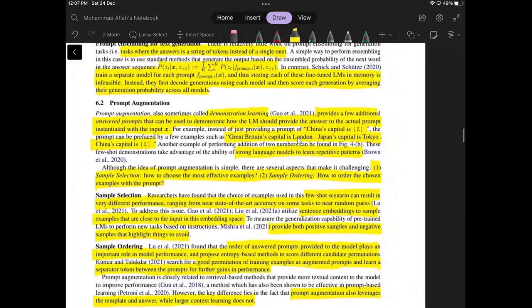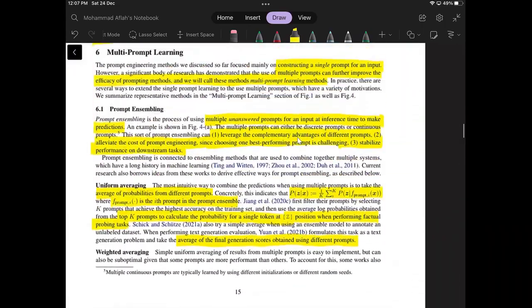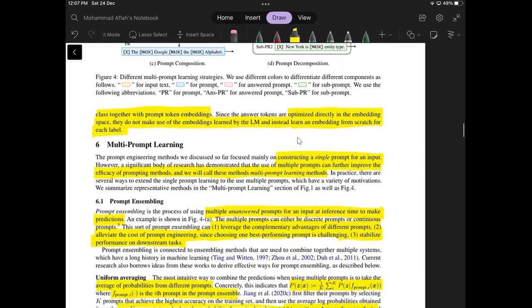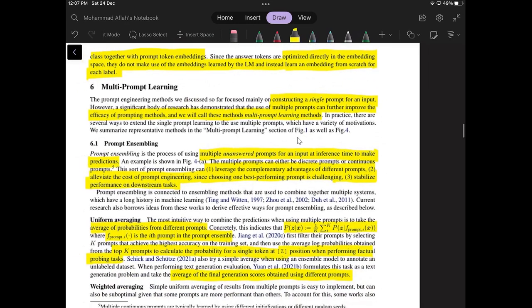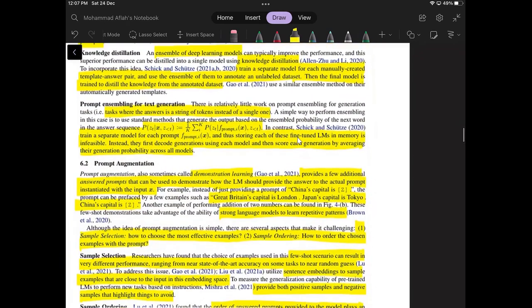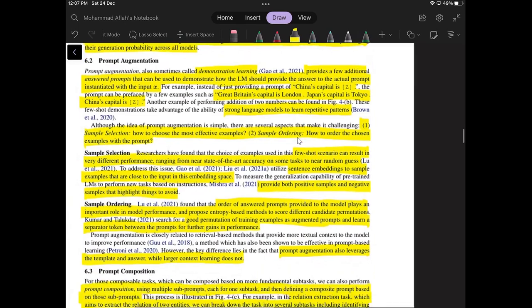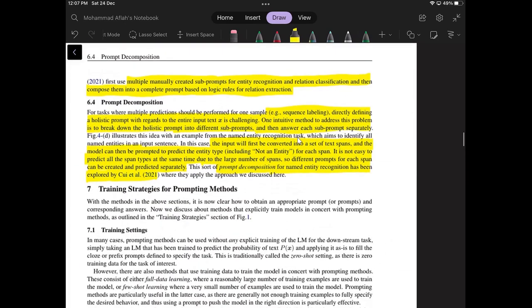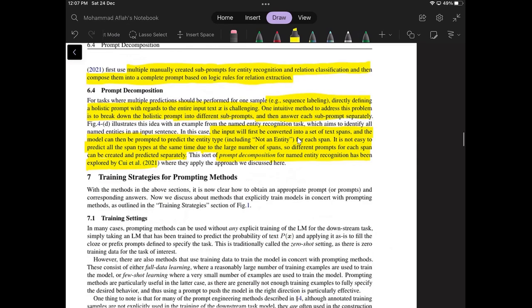So I think this entire section on multi-prompt learning is clear now? This is a section of the paper which is now completed. So now we'll be moving on to training strategies for prompting methods.